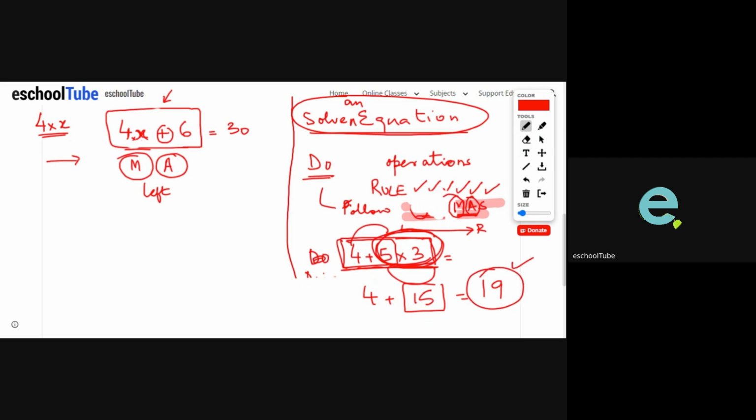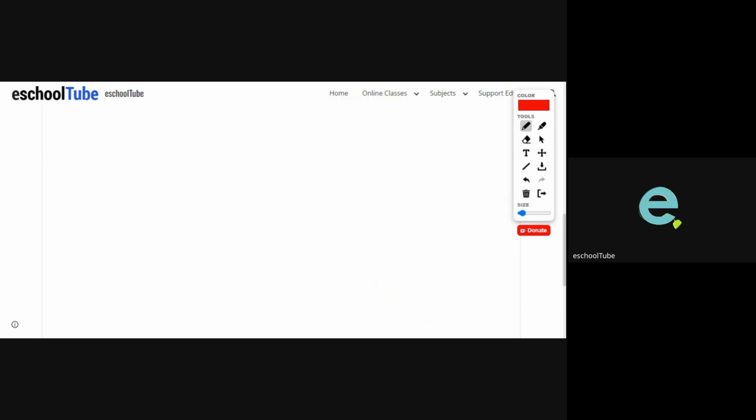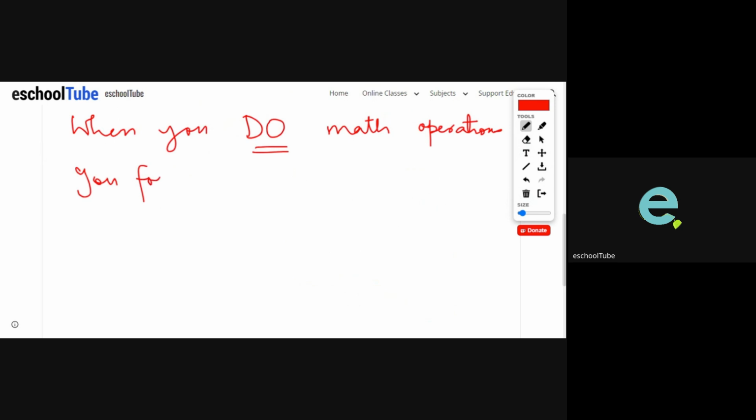So you have to be very careful when you do math operations. You follow the rule known as BODMAS, and follow means you go from left to right. From left to right. This is very important. We have done it in small classes.